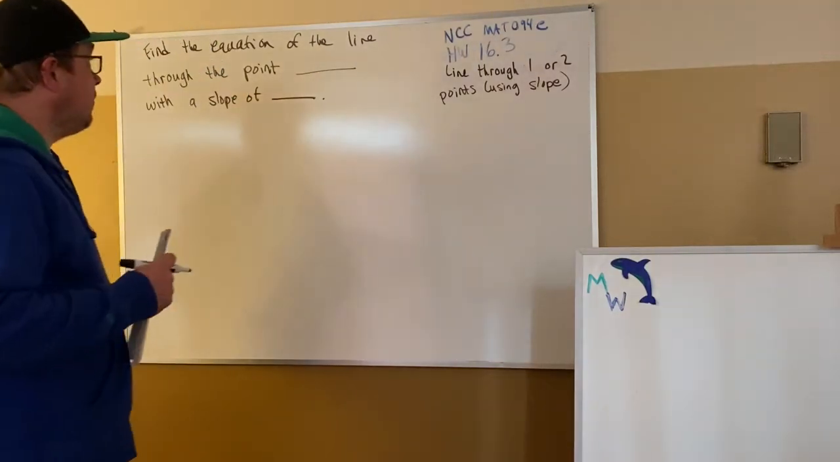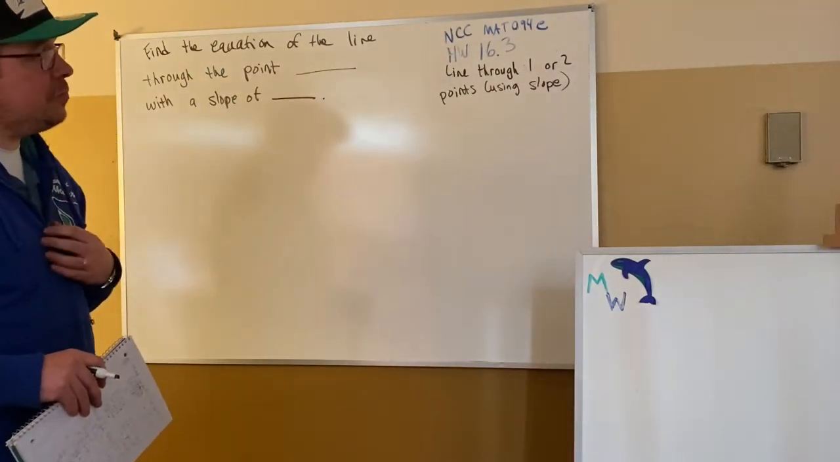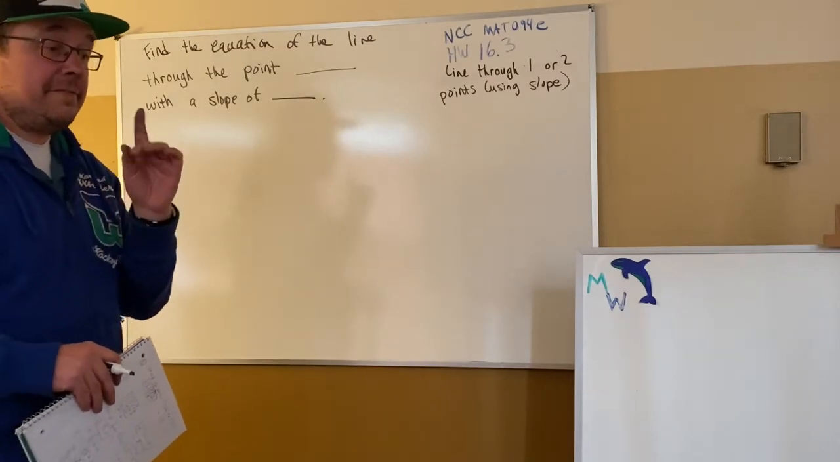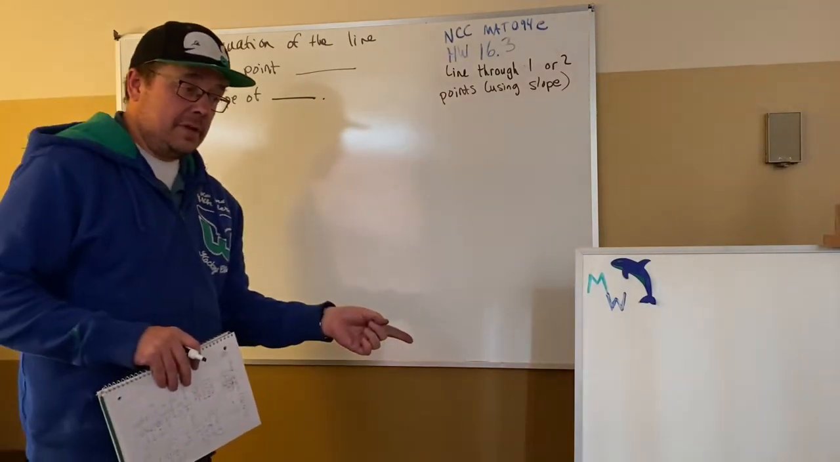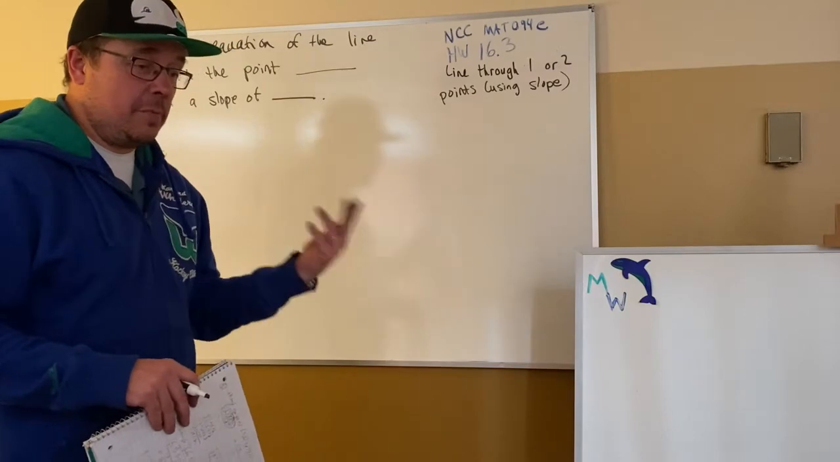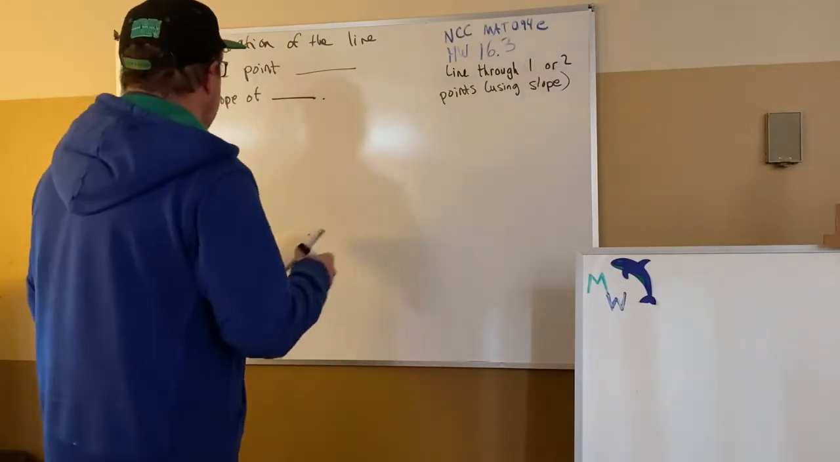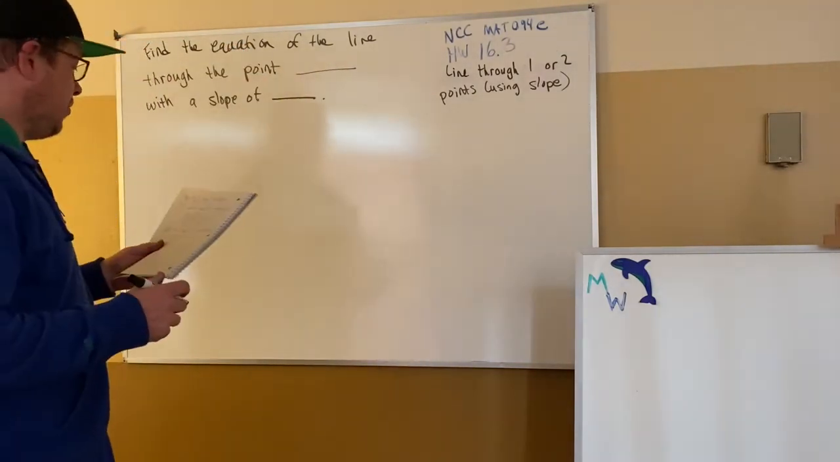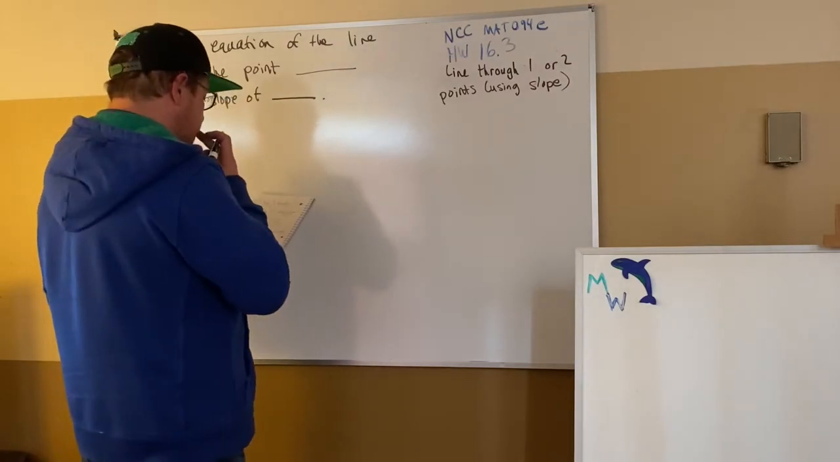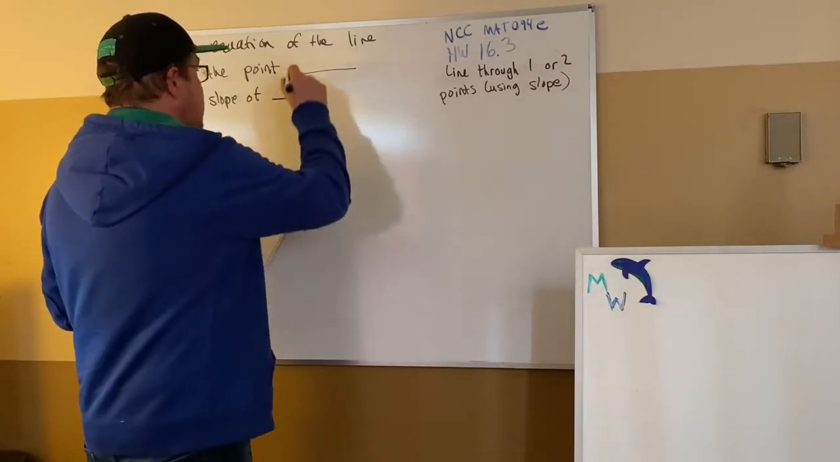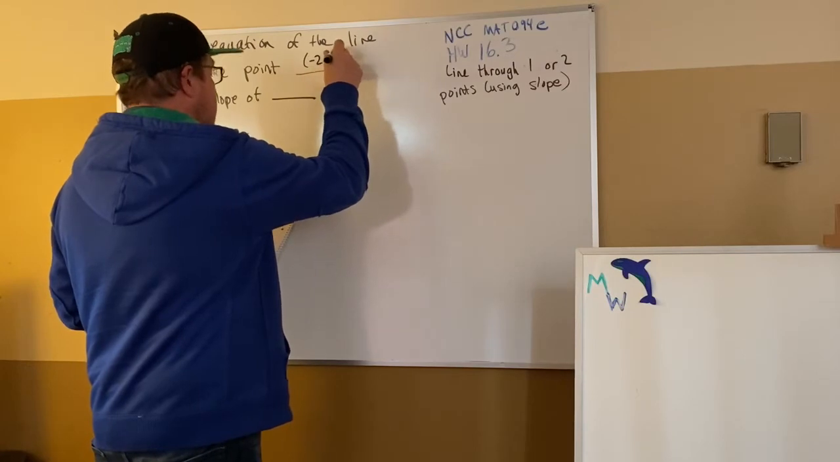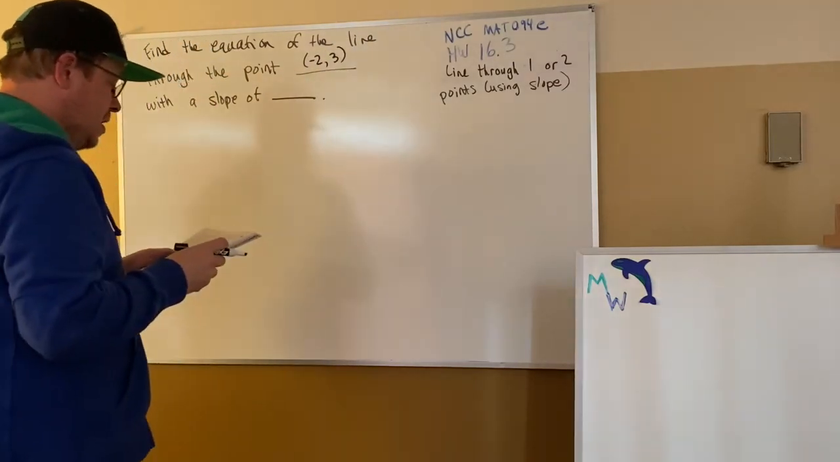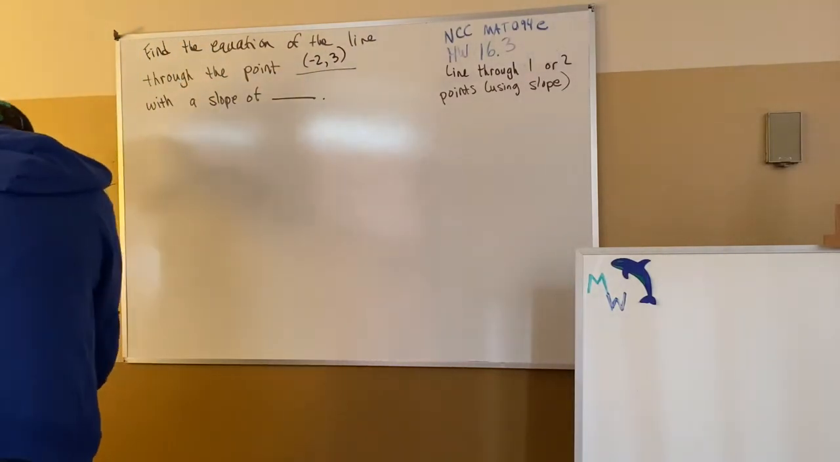So we're looking here at what I call the line through 1 or 2 points using slope. If it's 1 point, they have to give you the slope, but if it's 2 points, you have to find the slope and then pick a good point to work with. We're going to start with this one: find the equation of the line going through the point -2, 3, and the slope here will be -3.